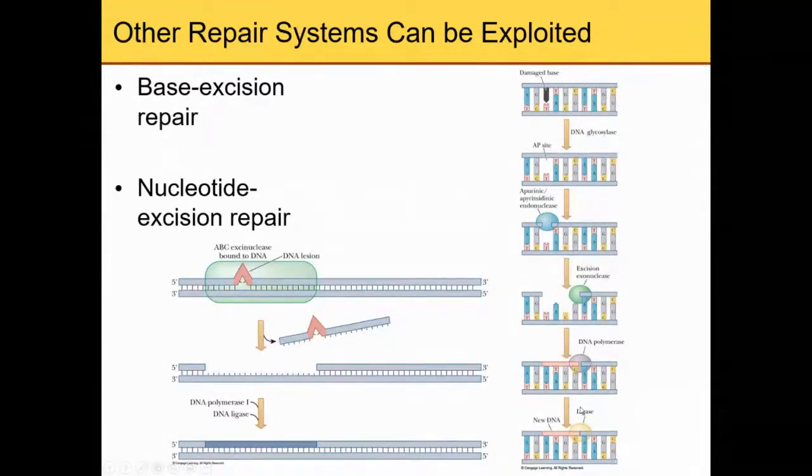And the nucleotide excision repair. When a serious lesion, like a pyrimidine dimer, is detected, then the ABC excinuclease will bind to the region and cut out a large piece of DNA, including the lesion. Then DNA polymerase I and ligase can resynthesize this gap. So that's nucleotide excision repair.